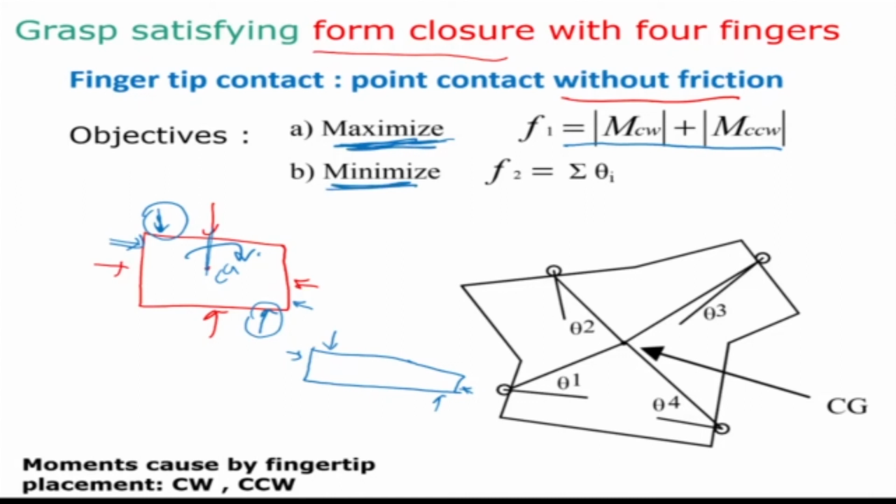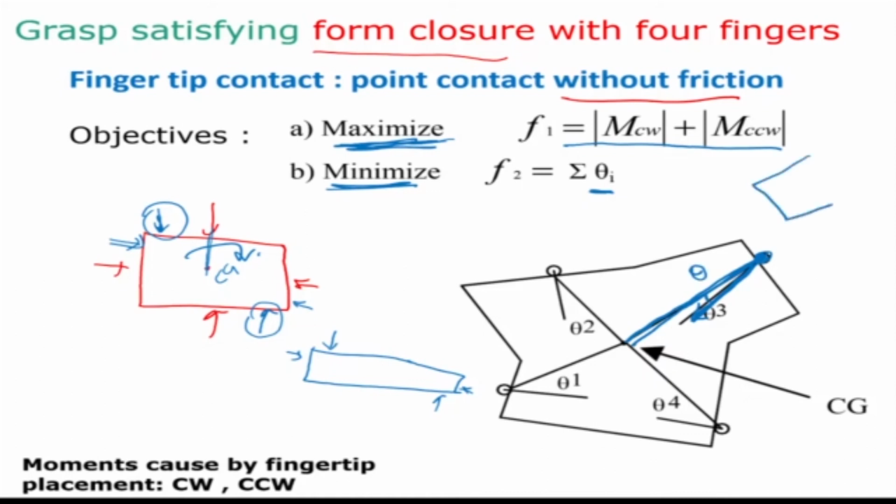We are minimizing the total angle subtended in the center. For example, if I have a fingertip here and it is pointing in this direction, the fingertip force is going to be normal to the surface, right? And this is the line connecting the fingertip contact to the CG. Then that is my angle theta and I want to minimize it. Why do I want to minimize?